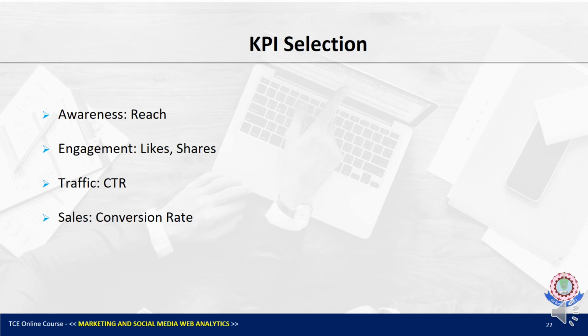Key performance indicator metrics selection. KPI selection depends on campaign objectives. For awareness, reach; for engagement, likes and shares; for traffic, CTR; and for sales, conversion rate. Always match the KPI with your goals. Based on the goals, the key performance indicator should be selected.